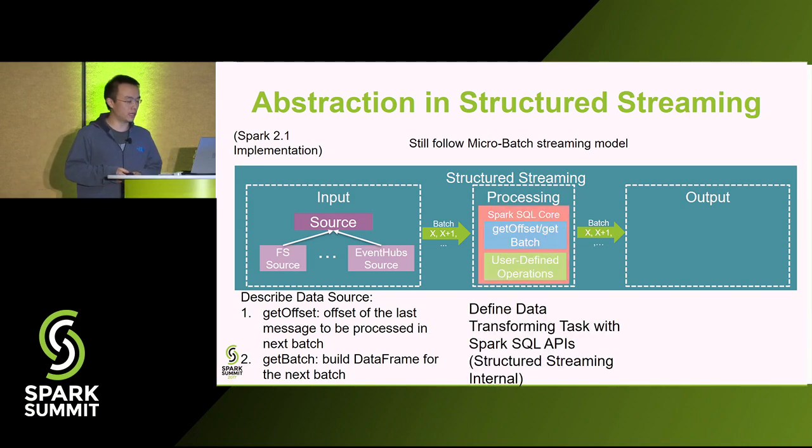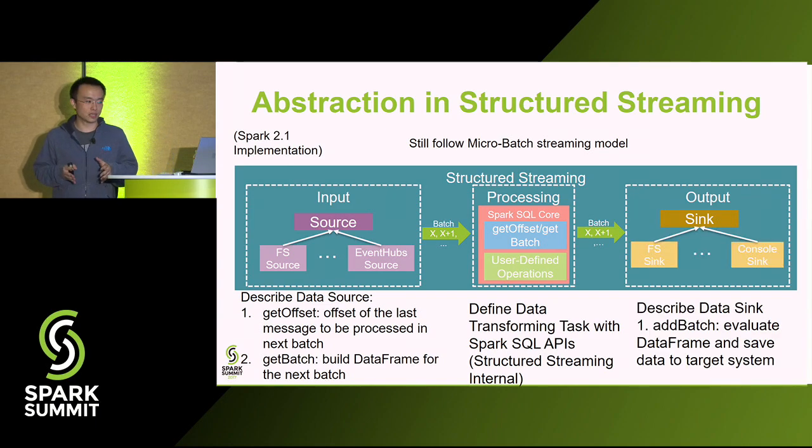And then the processing engine will call getOffset and getBatch, which are two APIs implemented on the source side, and then apply the user-defined operations to define the data transforming task. All of these steps in the processing engine part are handled by structured streaming internally, so users don't need to worry about that.